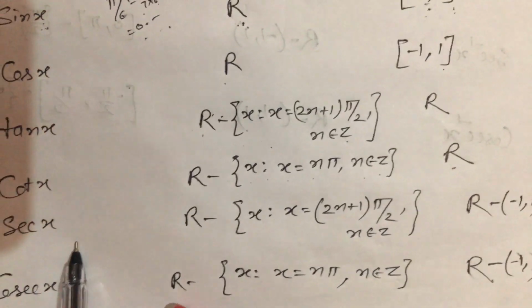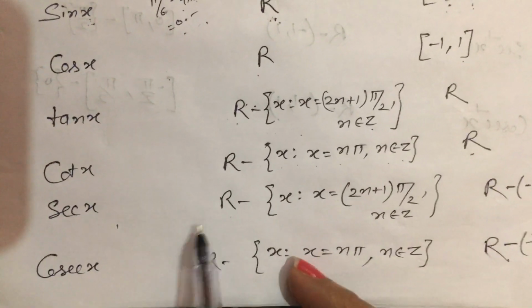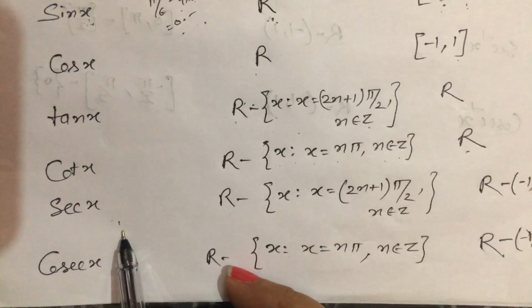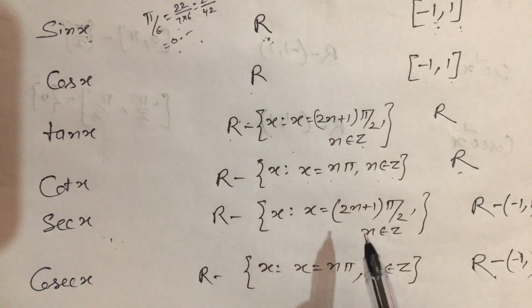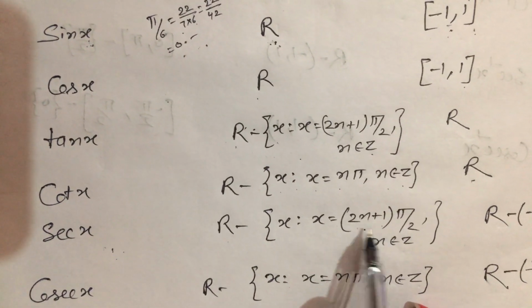Secant x, secant x is the same, we can write it as 1 upon cos x, and cos x should not be equal to 0. When cos x is equal to 0, x is 2n plus 1 pi by 2.